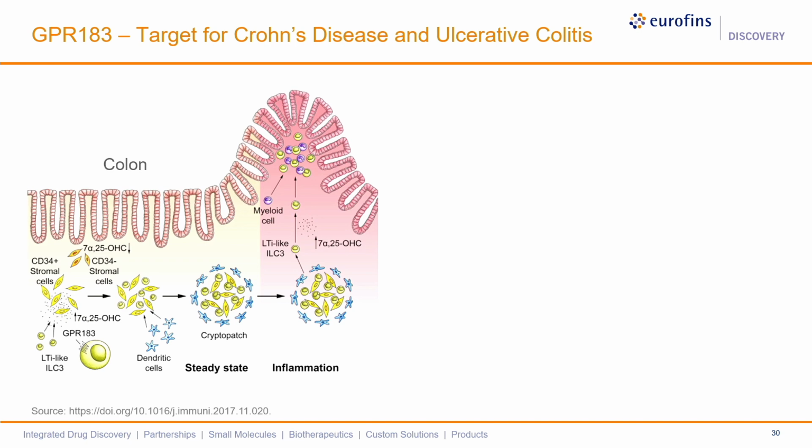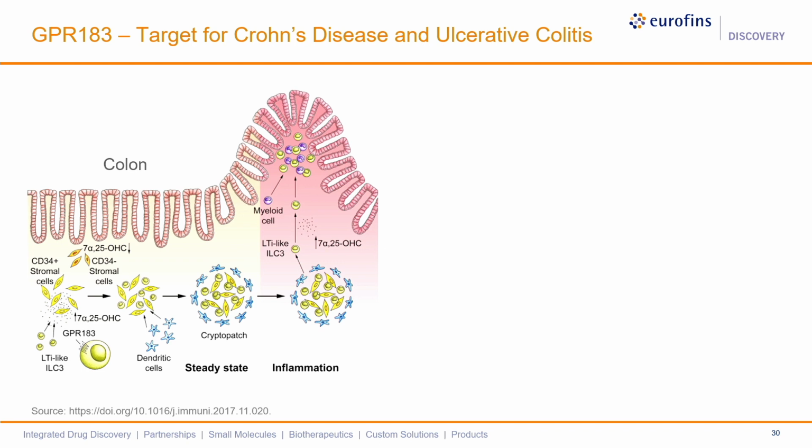Now, one of the well-known models is stromal cells, CD34 positive stromal cells. They generate oxysterols, such as 7-alpha,25-dihydroxycholesterol. They have a very high, picomolar affinity for GPR183. So when the concentration of these oxysterols increases, lymphoid tissue inducer-like ILC3s get attracted to the region. In a steady state, with dendritic cells, it forms cryptopatches, which maintain the homeostasis of regular function.